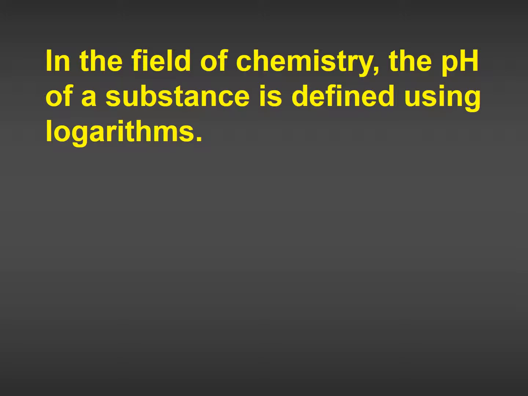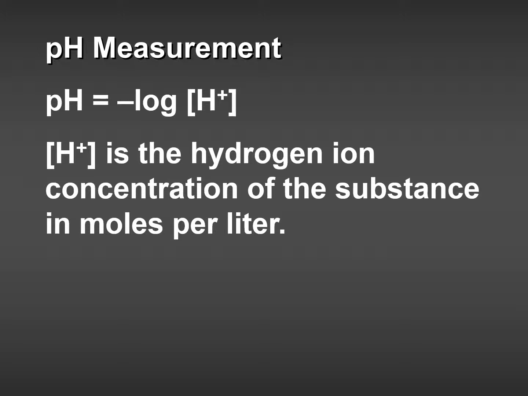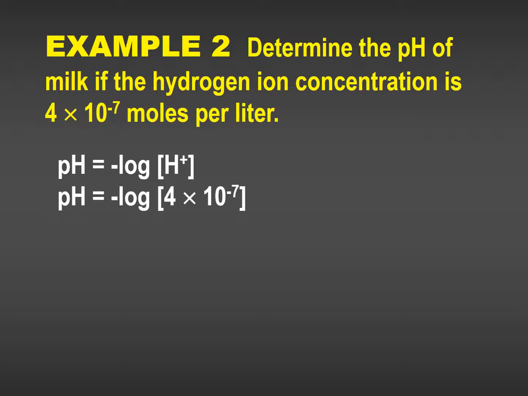The next application we can use the log function for is chemistry, when we're trying to find the pH of a substance. The pH measurement is equal to the negative log of the hydrogen concentration. The bracket with the H plus is the hydrogen ion concentration of the substance in moles per liter. If we want to find the pH of milk, when we know the hydrogen ion concentration is 4 times 10 to the negative 7, we plug that into our formula: negative log of 4 times 10 to the negative 7.